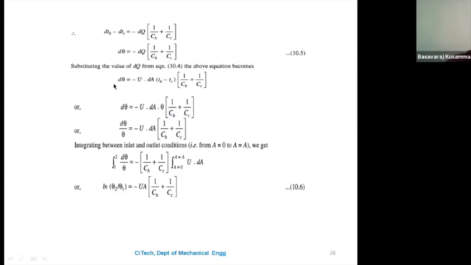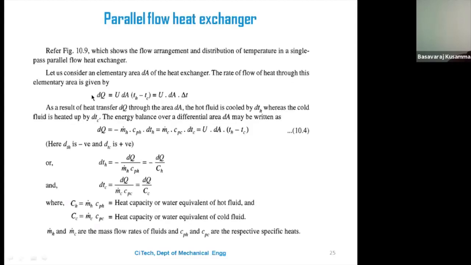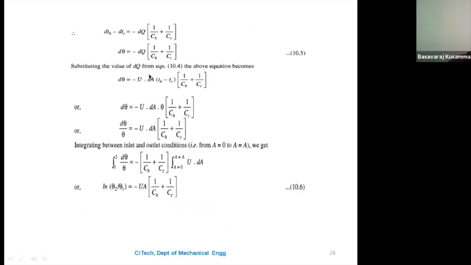We only know the value of dQ here, which you have already calculated. That is U dA (TH minus TC). Understand? dA is called the elemental area. So dQ you already know, and this dQ value you have to substitute here.